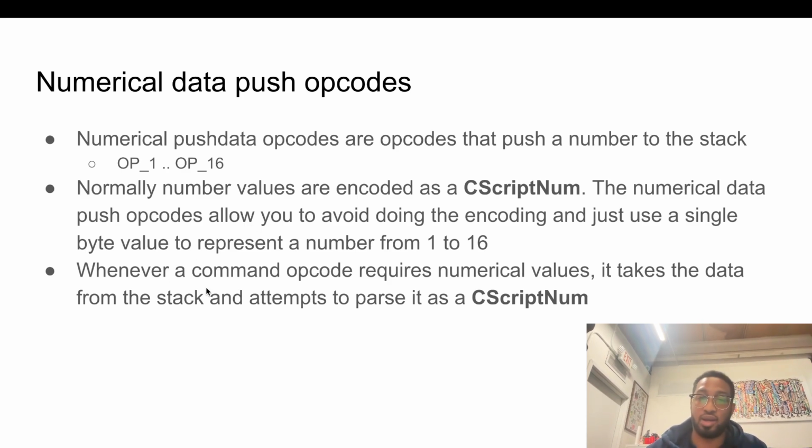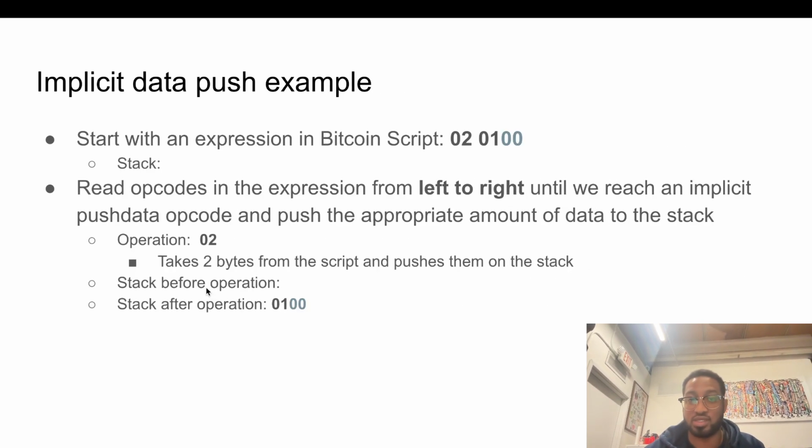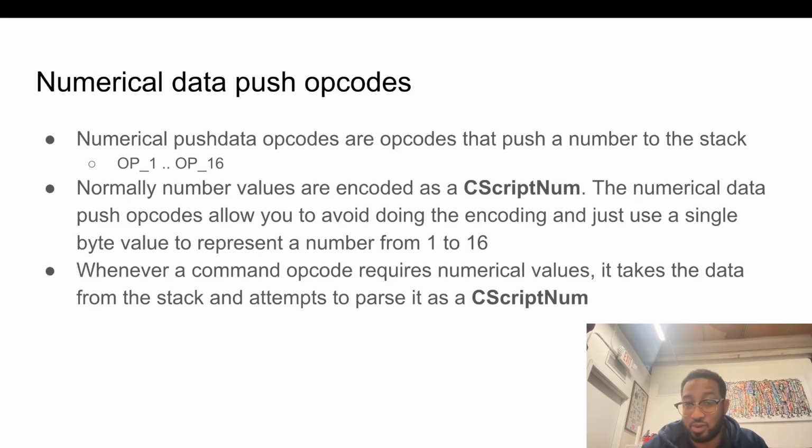As opposed to doing like push data or even an implicit push data like 2 and reading this in, because then I'd have to encode something in a CScriptNum format, especially if I have negative numbers that I'm working with. And because I don't like encoding things, encoding just makes things more complicated, I'd rather use op1, op2, blah, blah, all the way to 16 if that was my requirement for a number, if I wasn't working with big numbers. So whenever a command opcode requires numerical values, it takes the data from the stack and attempts to parse it as CScriptNum. That's what I just said, so we're all good there.